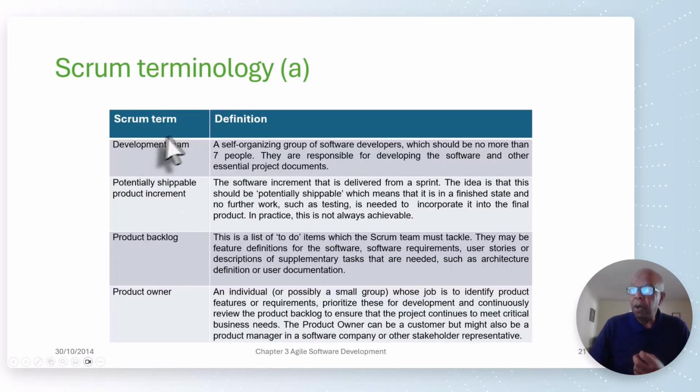Key parts of Scrum: the development team, the potentially shippable product. That's what's coming out of the sprint, a potentially shippable, useful product. Product backlog, product owner. You can take a look at these particular definitions. Everything goes into a product backlog. From the product backlog, items are taken out and put into a sprint backlog.